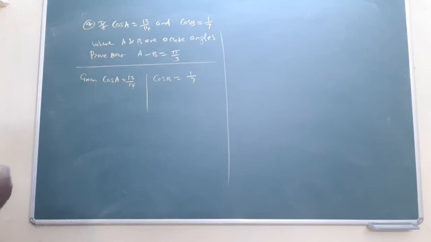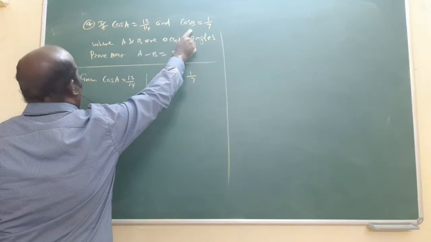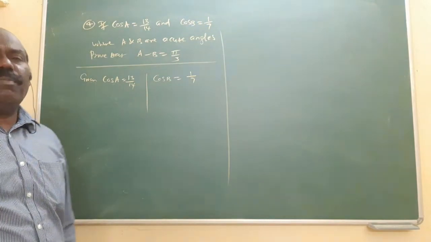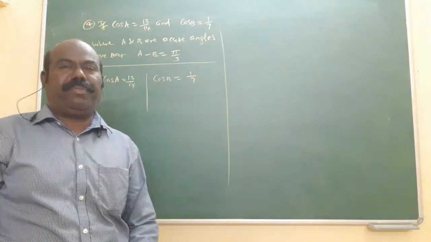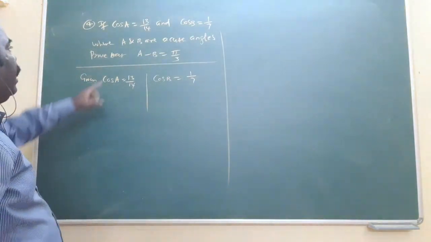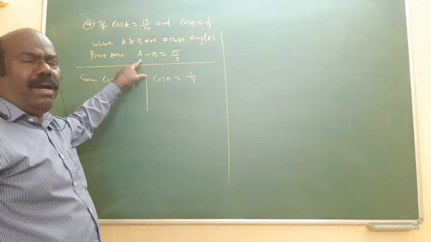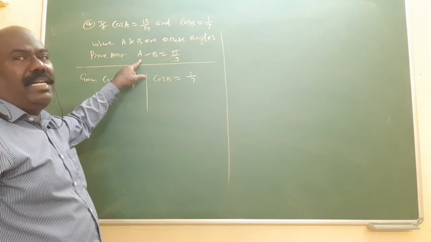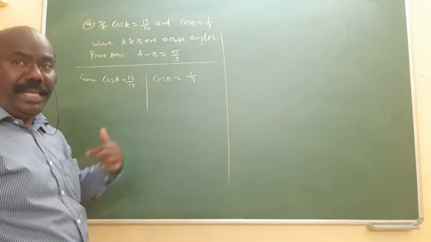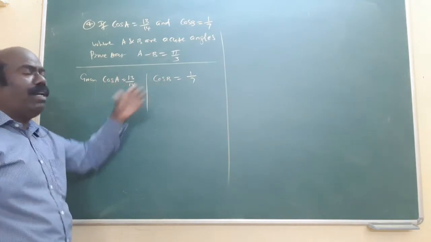This is the next 5 mark question. Only one part. Cos A equal to 13 by 14 and cos B equal to 1 by 7, where A and B are acute angles. Acute angle means below 90, 0 to 90, all positive. Negative will not come. That's all. Here A minus B equal to pi by 3 is asked. Either by using the cos A minus B formula or the sin A minus B formula we get the answer. We need sin A, sin B, cos A, cos B. But here only cos A and cos B are given.